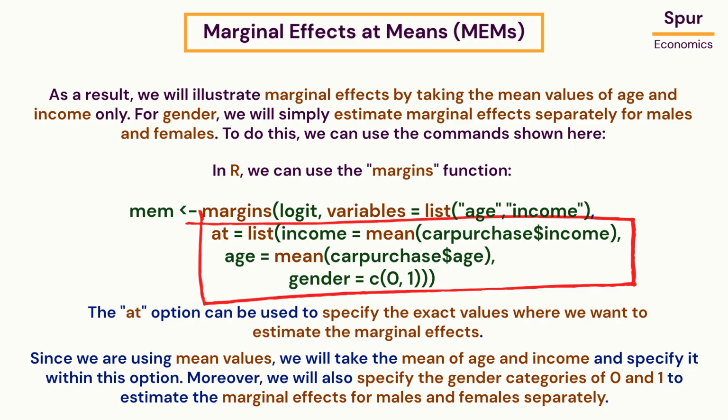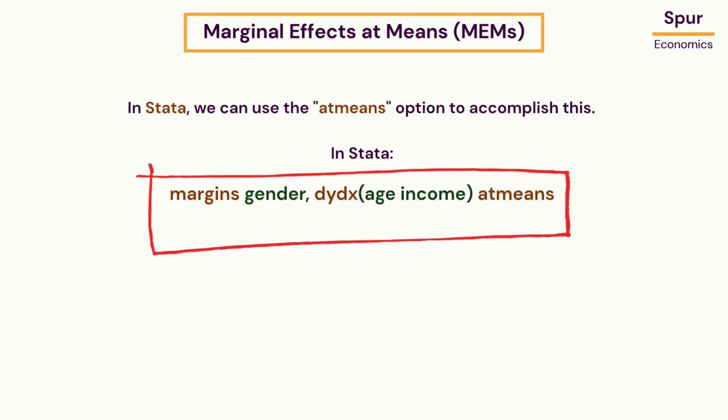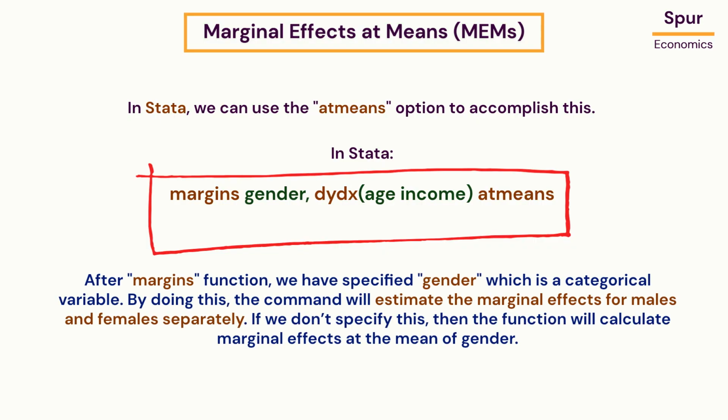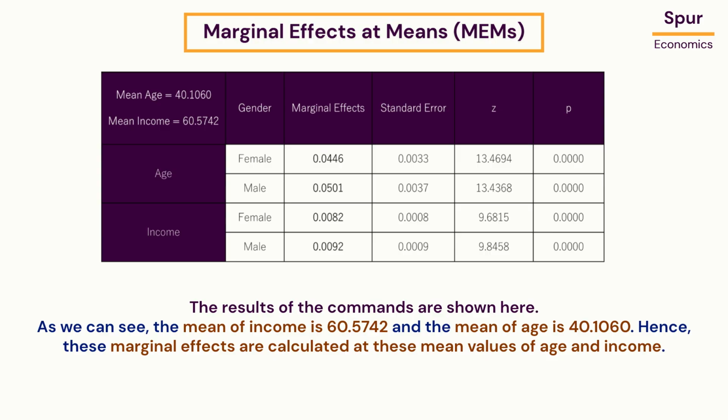Moreover, we will also specify the gender categories of 0 and 1 to estimate the marginal effects for males and females separately. In Stata, we can use the AMEs option to accomplish this. After the margins function, we have specified gender here, which is a categorical variable. By doing this, the command will estimate the marginal effects for males and females separately. If we don't specify this, then the function will calculate marginal effects at the mean of gender, which does not make much sense here. The results of the commands are shown here.